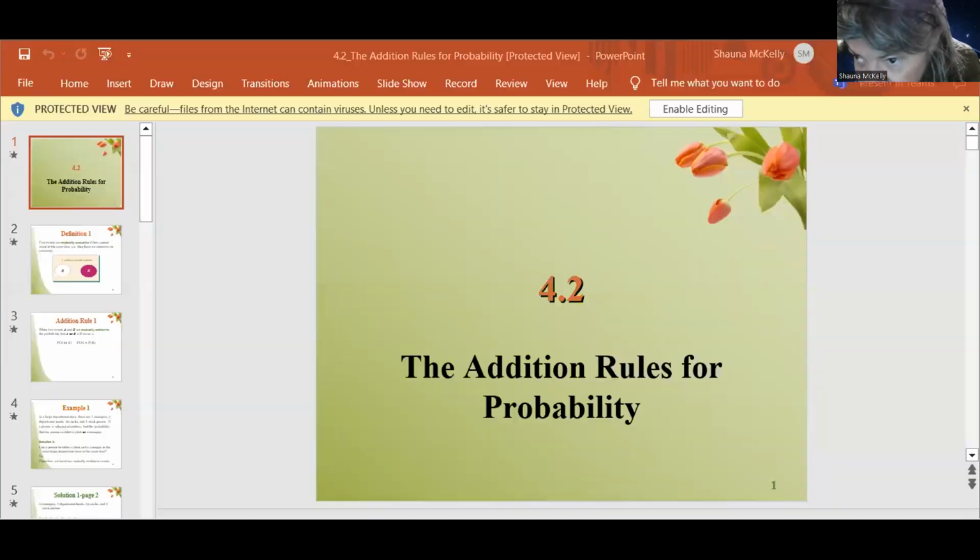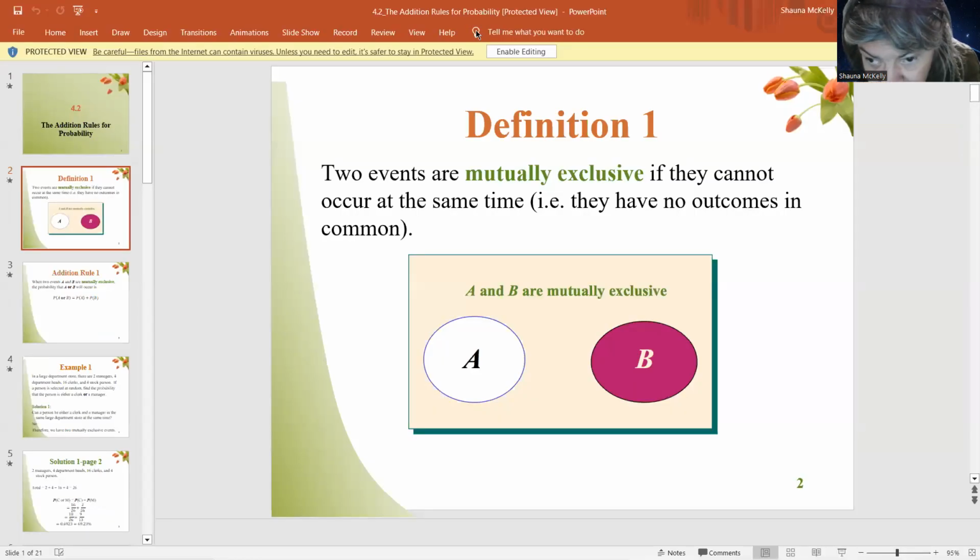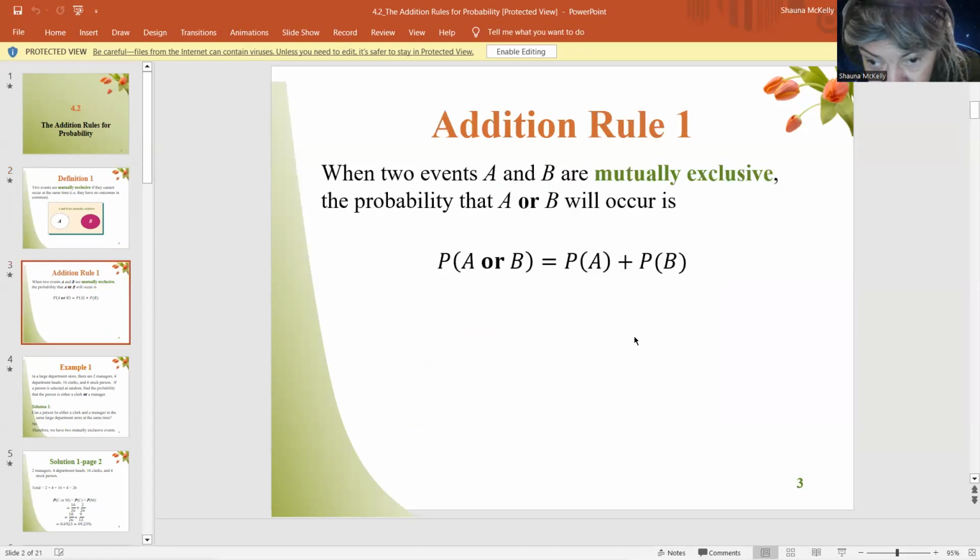Okay, so let me go to the slides at this time. Here are the slides for the section. And as I've mentioned before, two events are mutually exclusive if their sample spaces don't overlap. They don't have any possible outcomes in common. So this could be things like rolling a single die and getting an even number and getting an odd number. You're going to get either one, not both together on a single roll.